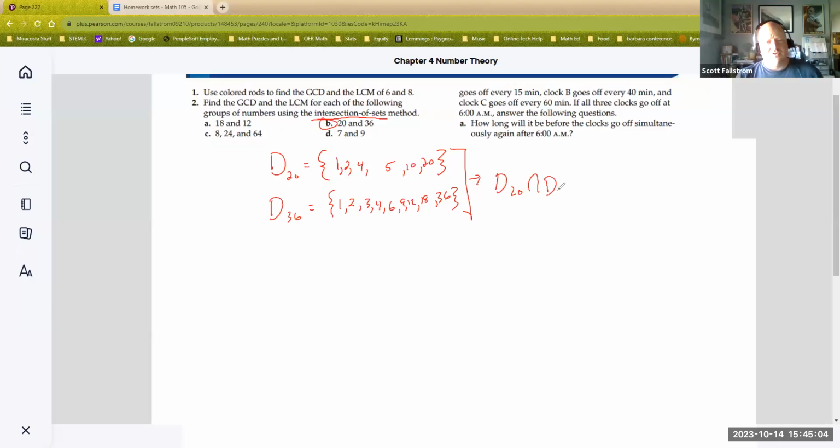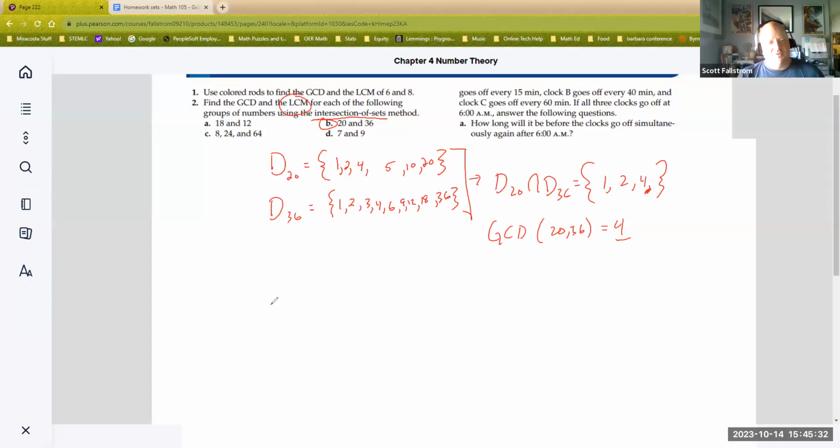So the intersection of those would be, let's see here, a 1, a 2, there's a 4 in both. I see 5 and 6 don't match, 9, 12, 20. So that's it. So the GCD of 20 and 36 is 4. And then you would do the same for the least common multiple.